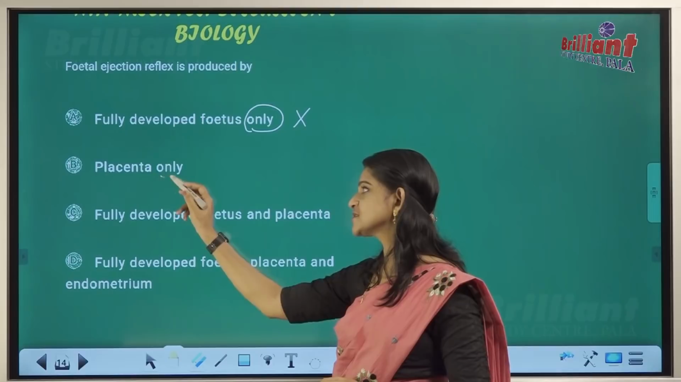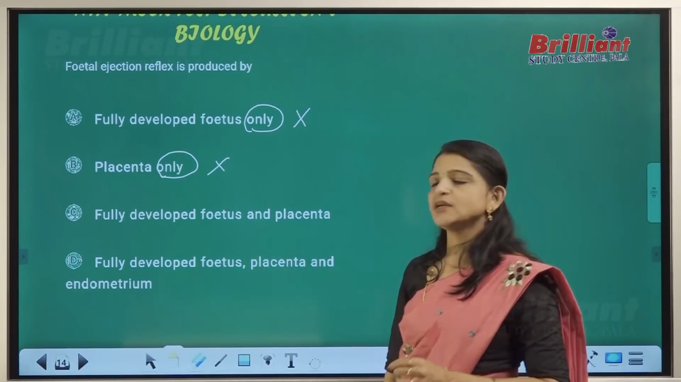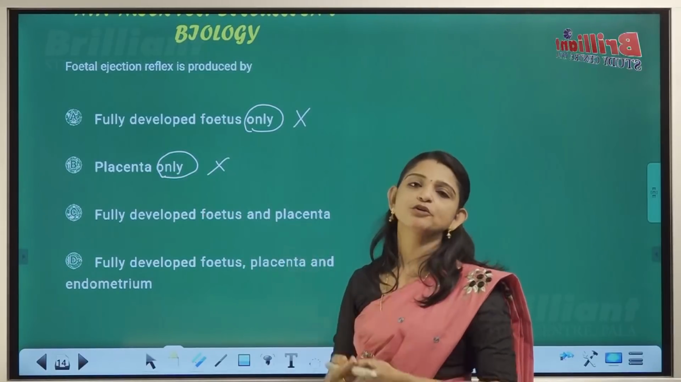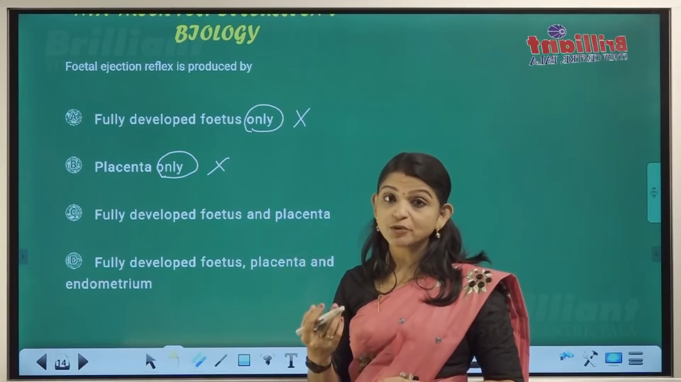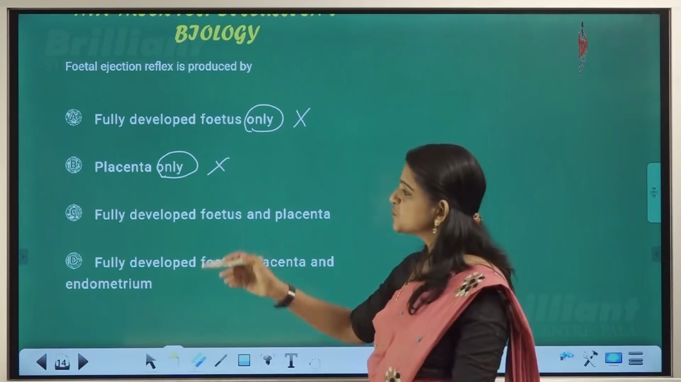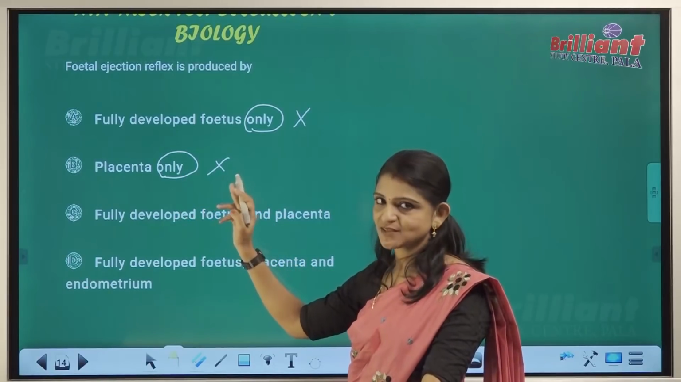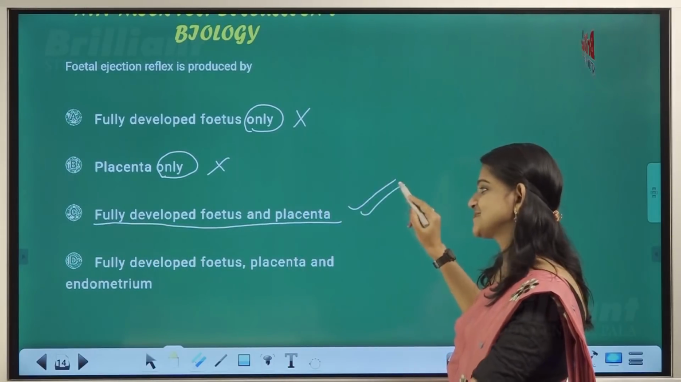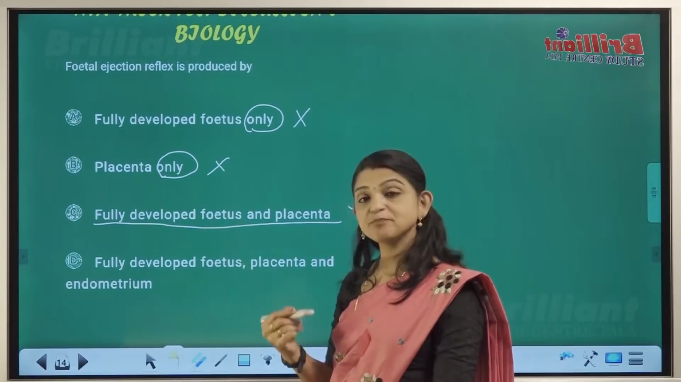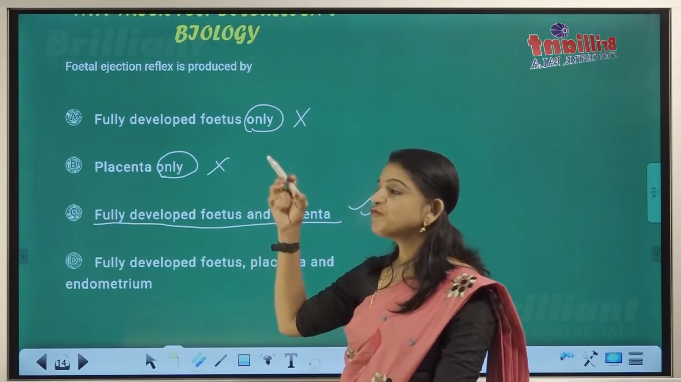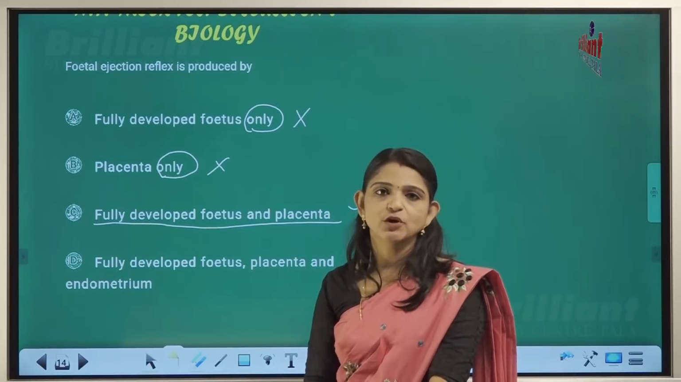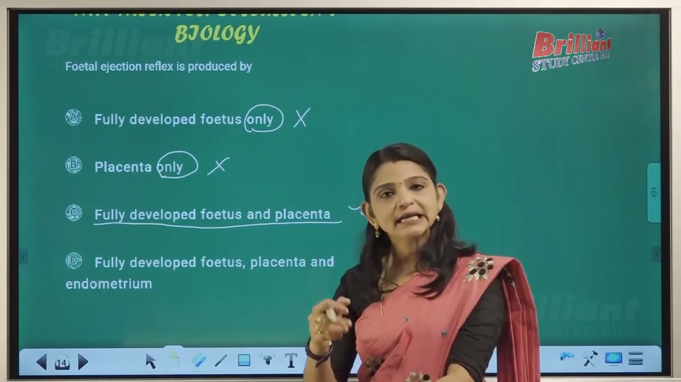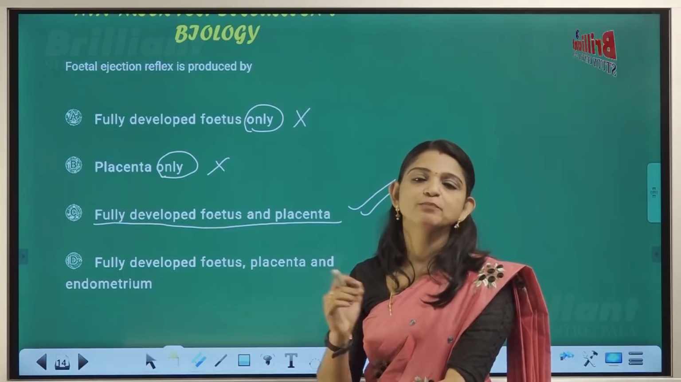Next one, placenta only. Here too, fetal ejection reflex is done by the placenta as well as the fetus. They both together contribute to the delivery. So as they are saying 'only', we cannot choose this one as the answer. Next one, fully developed fetus and placenta. Yes, that is the answer. Fully developed fetus and placenta together give the fetal ejection reflex for the production of oxytocin. When oxytocin is released, the uterine muscle starts to contract and it leads to the expulsion of the baby from the womb.